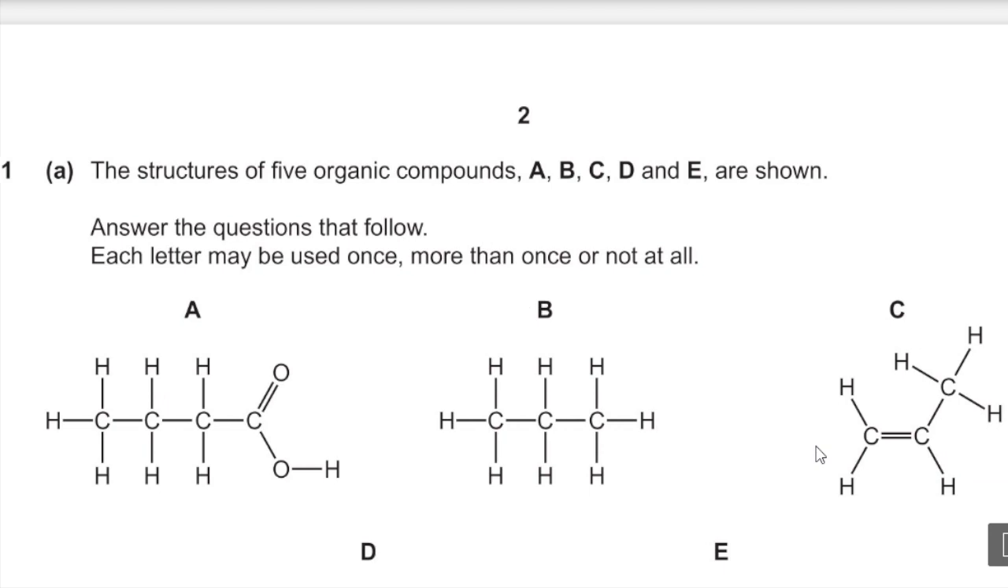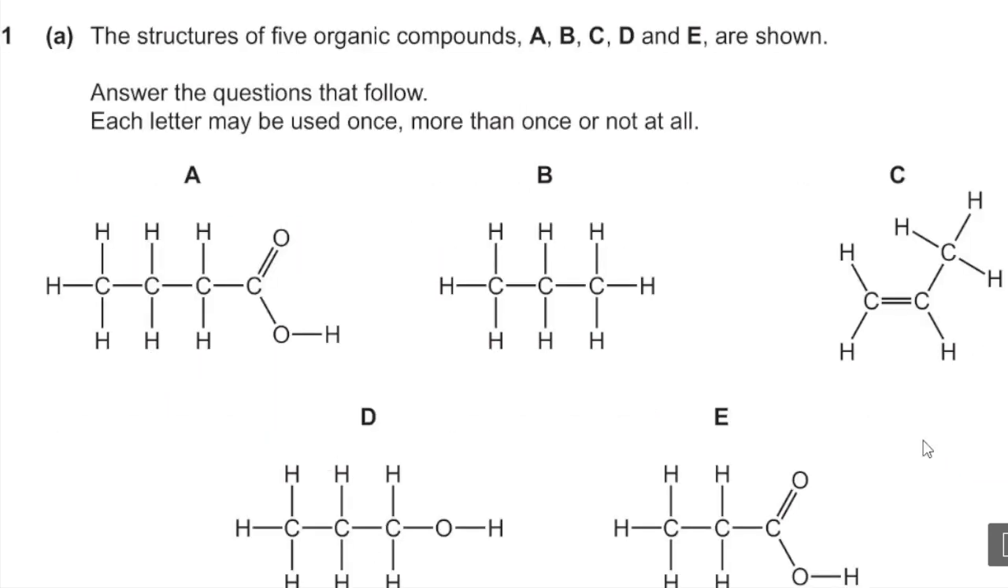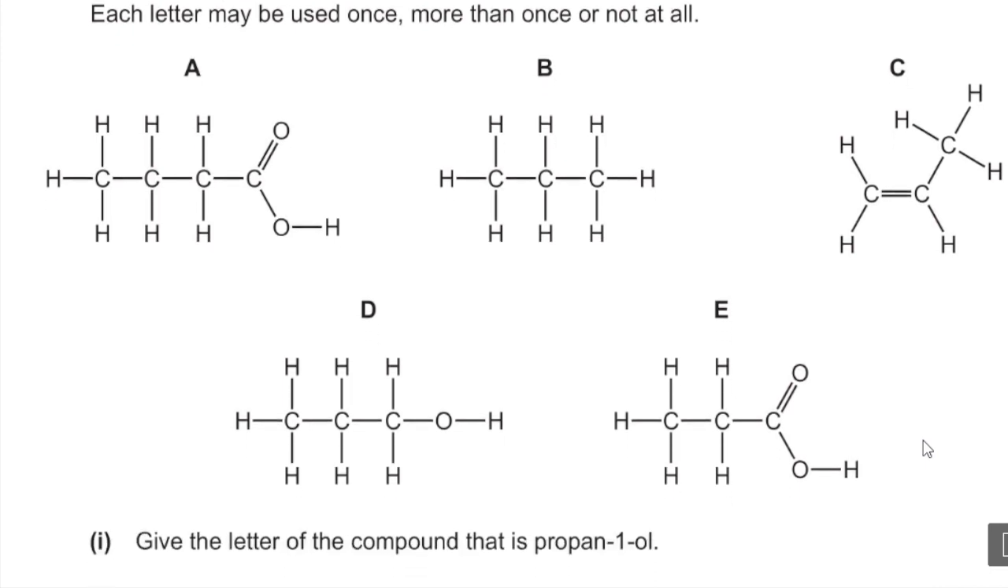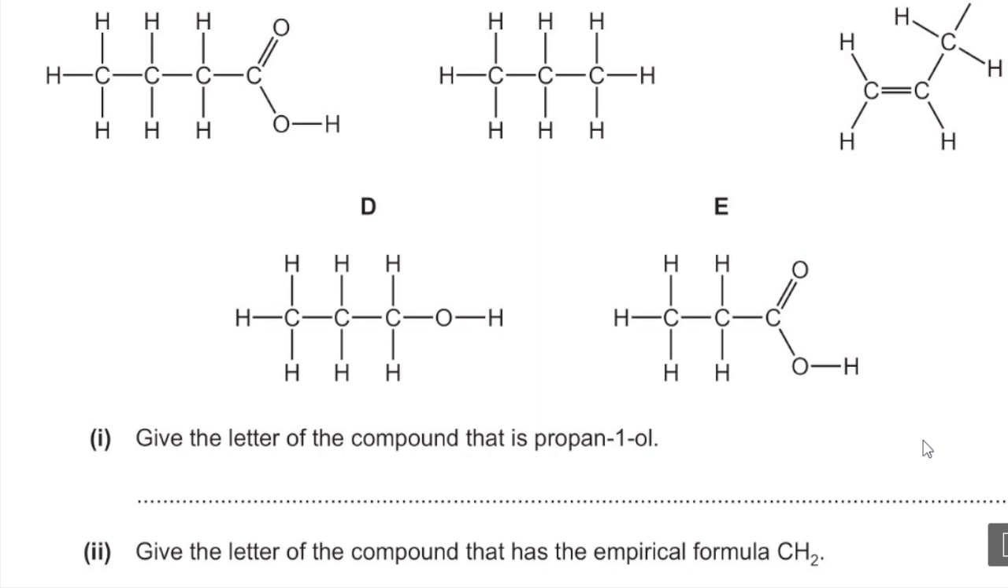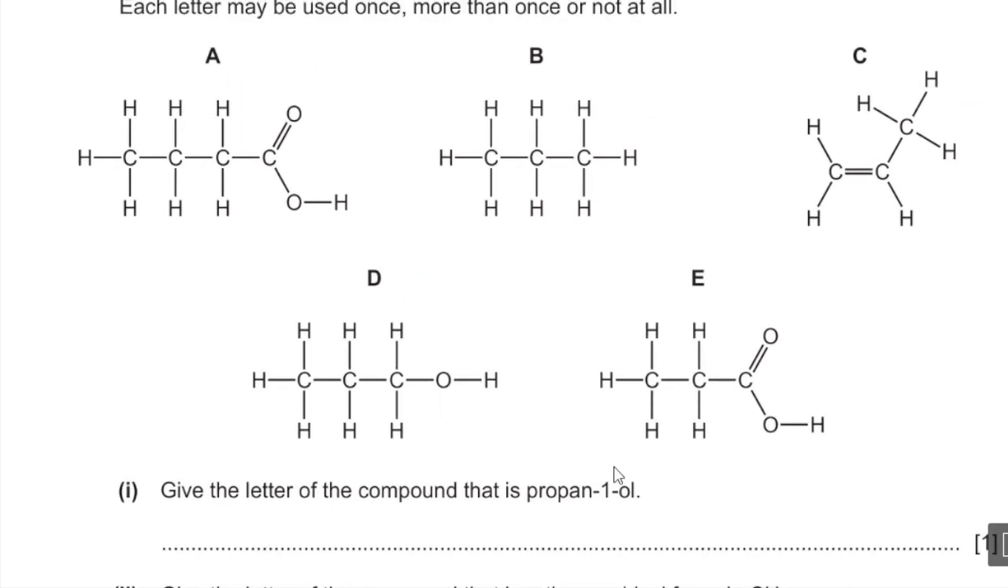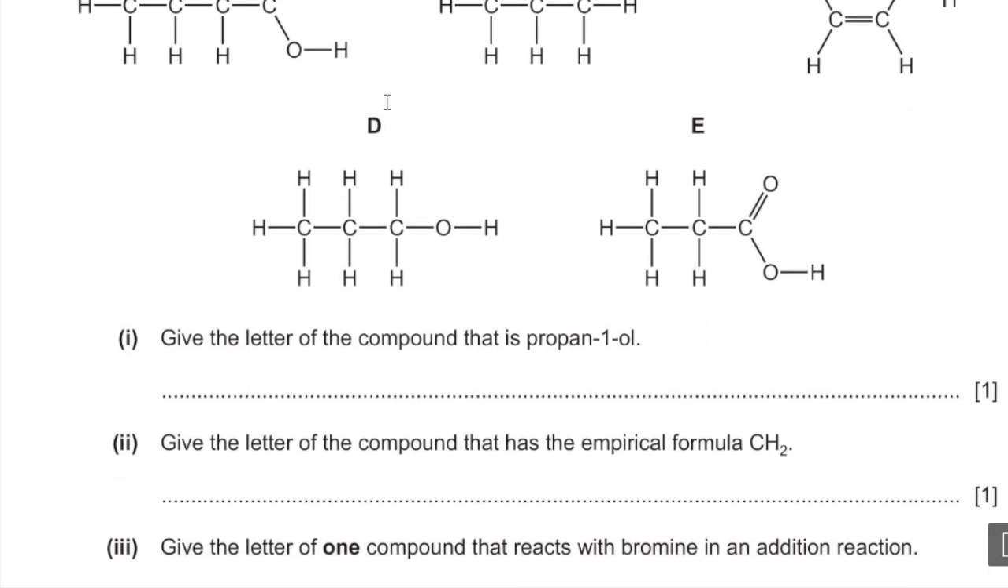The structures of 5 organic compounds A, B, C, D, and E are shown. Answer the questions that follow. Each letter may be used once, more than once, or not at all. 1. Give the letter of the compound that is propanol. So propanol is the alcohol with 3 carbons. And as you can see over here, D is the only structure that has 3 carbons and the OH group on the first carbon.